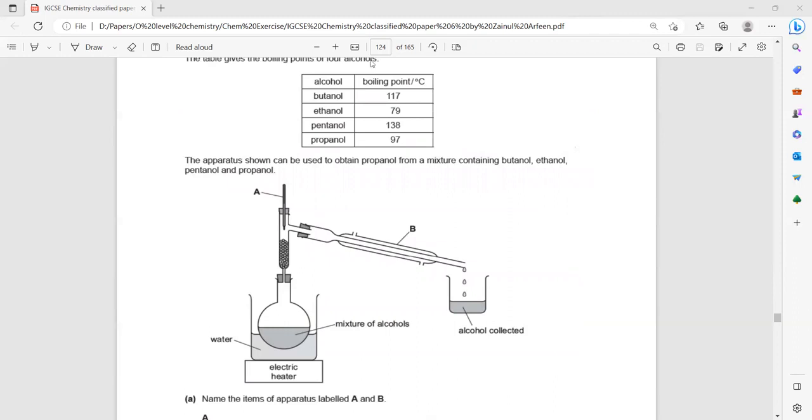Why butanol cannot be obtained from this apparatus. Because the water in the water bath will evaporate. For a water bath, we cannot exceed 100 degrees Celsius.